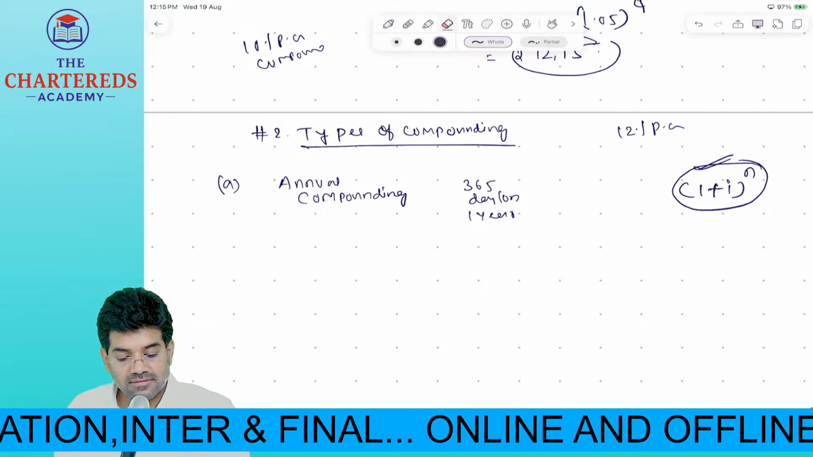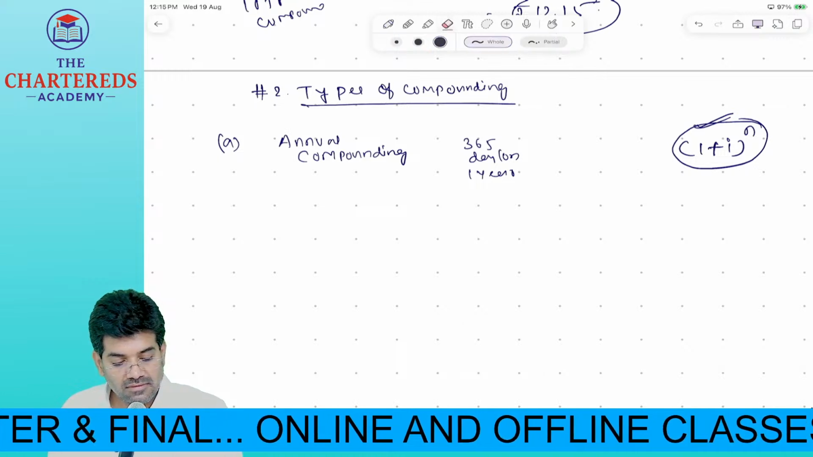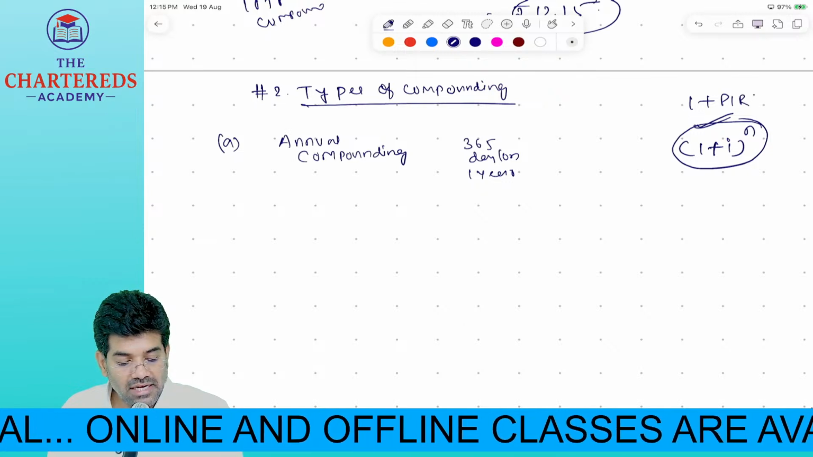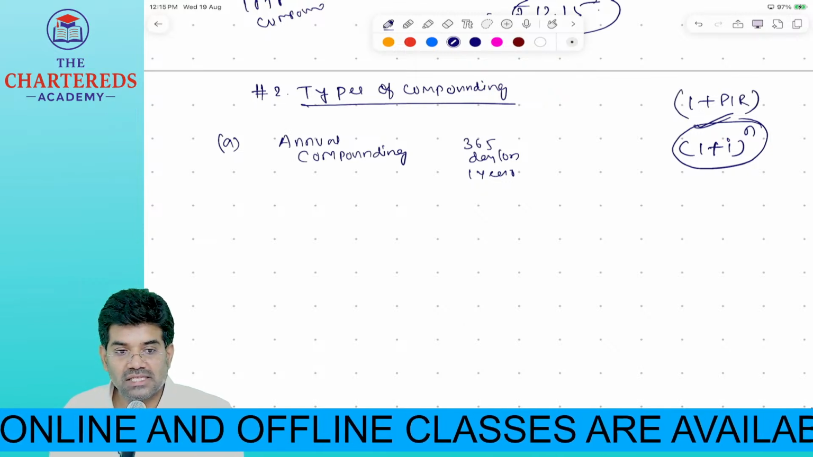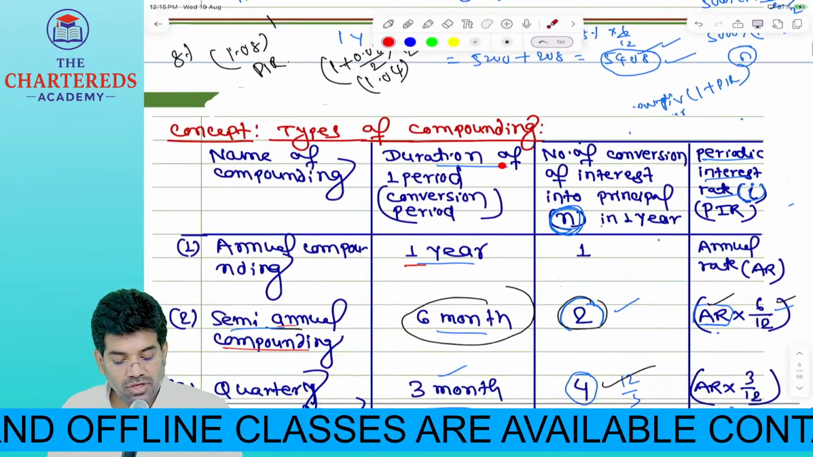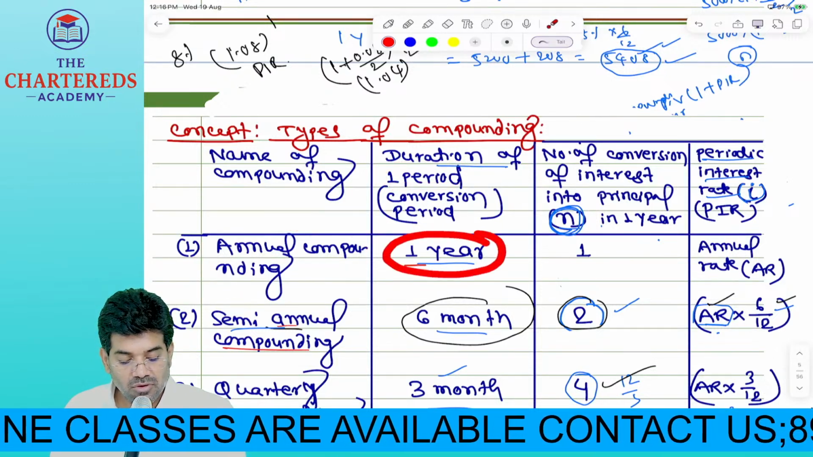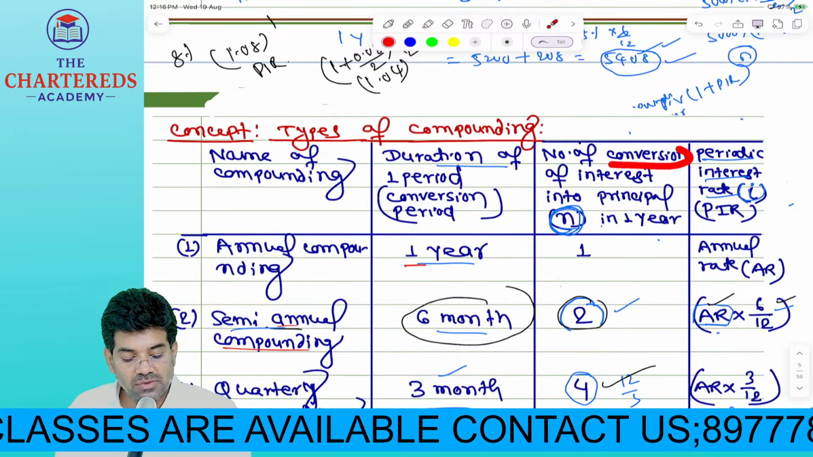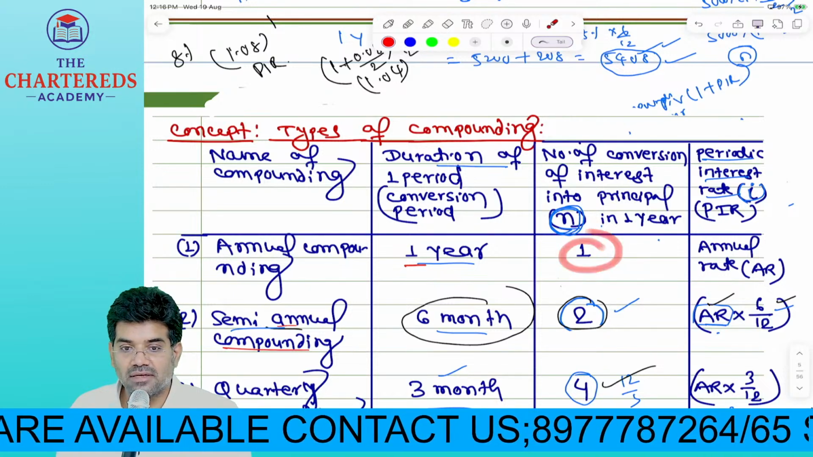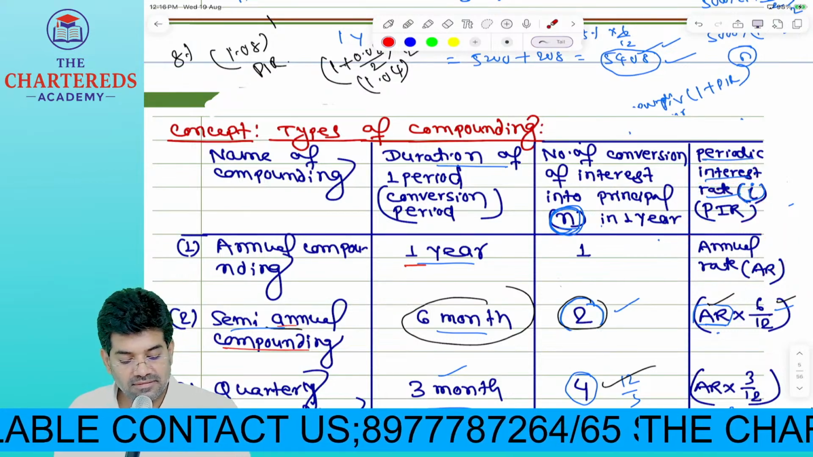బట్ ఇన్ దిస్ కేస్ దీన్ని ఎలా రాయొచ్చు అంటే 1 + periodic interest rate. Here I have written that no, duration of one period. Annual compounding means what is the duration of the period? 1 year. How many times conversions will happen? Number of times interest calculations will happen only once in a year. Only one time it will happen. And periodic interest rate, PIR, it is annual rate only, isn't it?